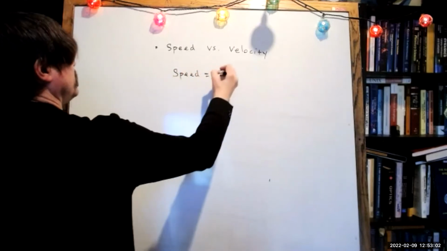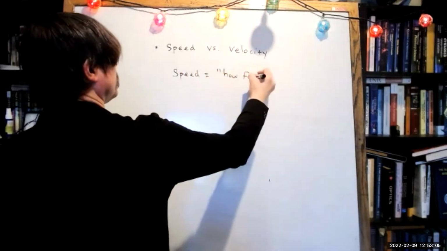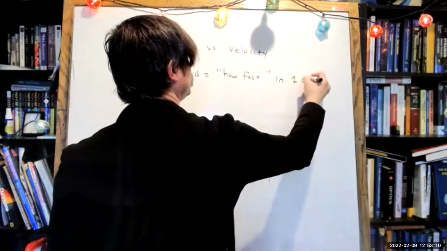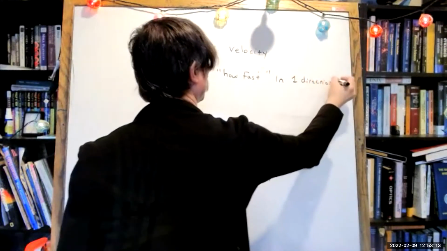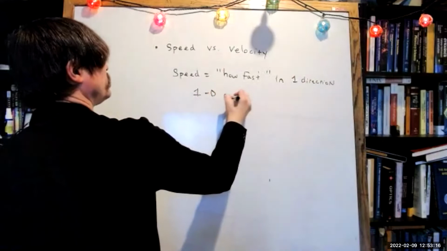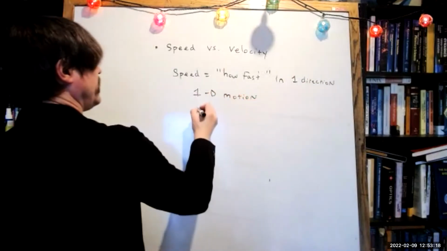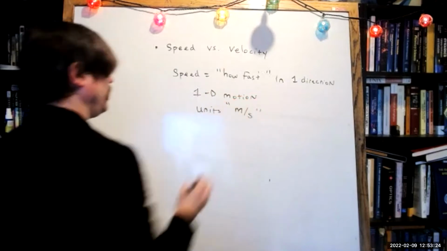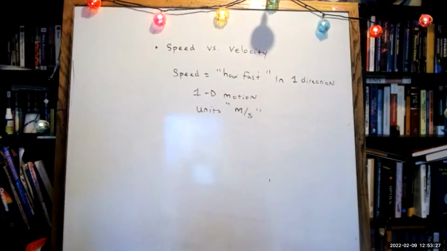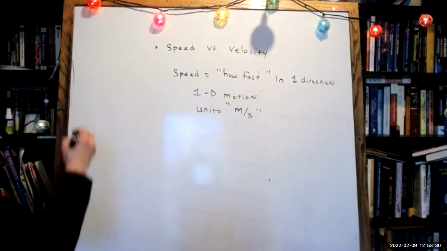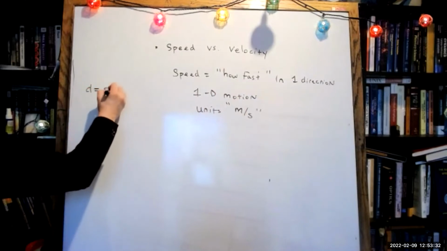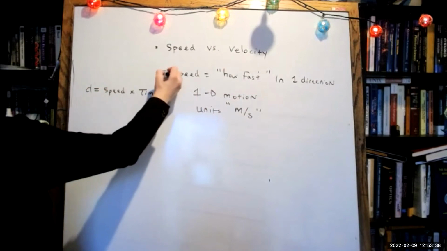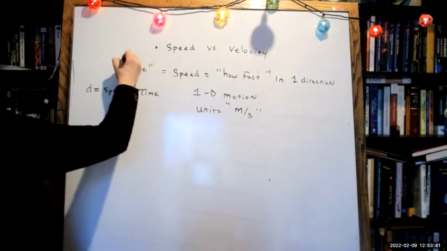Speed tells you how fast something is moving, but in sort of one direction only. Speed is one-dimensional motion, and its units are meters per second in the MKS system. Probably the most legendary equation is distance equals speed times time. And by the way, speed is also rate, okay? Same thing.